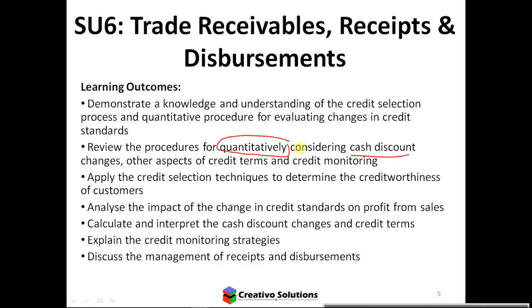We'll look at credit selection techniques and how companies determine the creditworthiness of customers. We'll look at the impact of a change in credit standards on profit or on sales, including interpretation and analysis. Then we'll explain credit monitoring strategies, and finally discuss the management of receipts and disbursements. That's the scope for this unit: trade receivables, receipts, and disbursements, focusing on the ACP. The cash conversion cycle has different components, and this particular component is looking at the debtors.